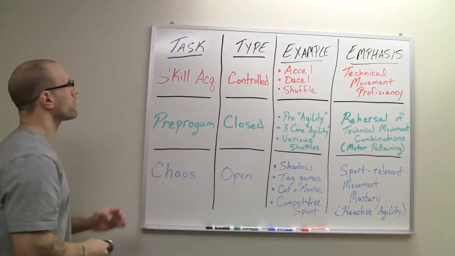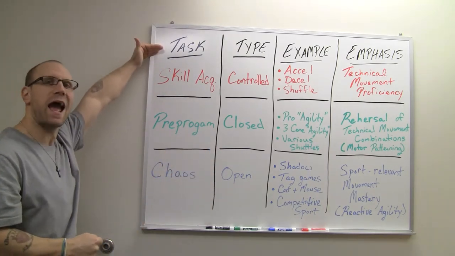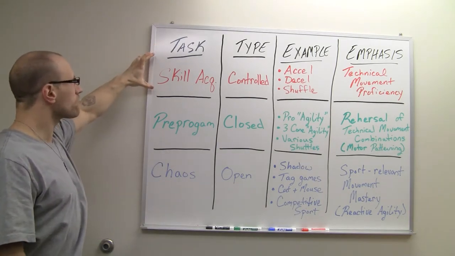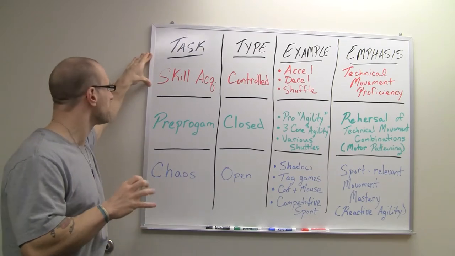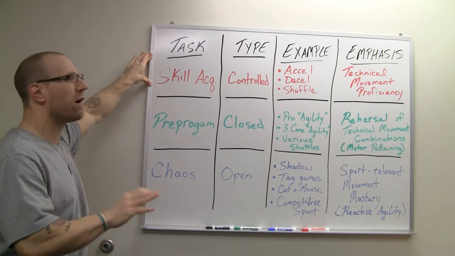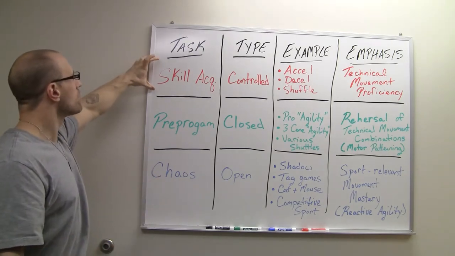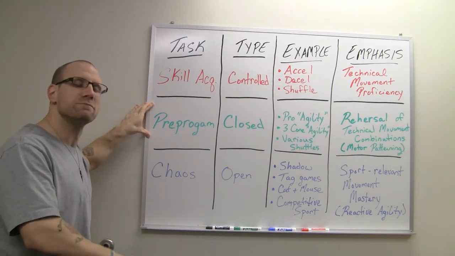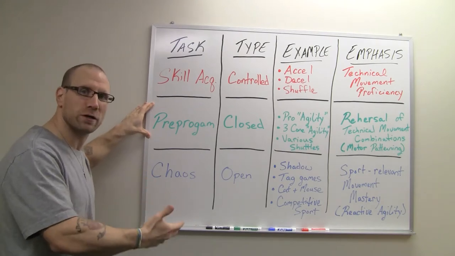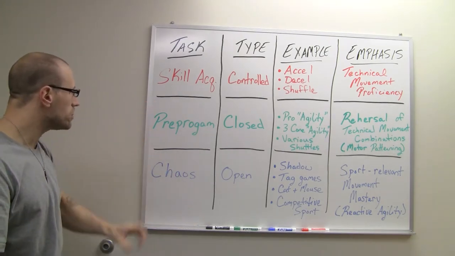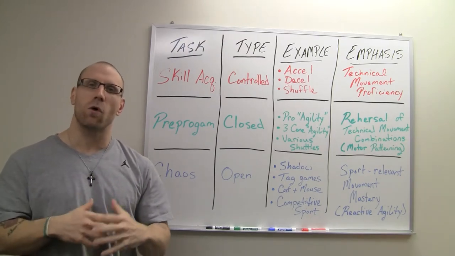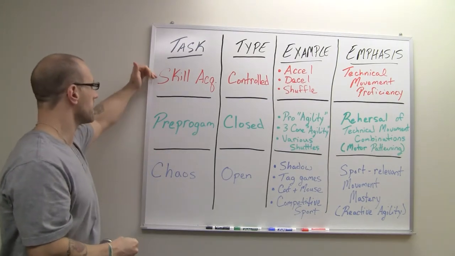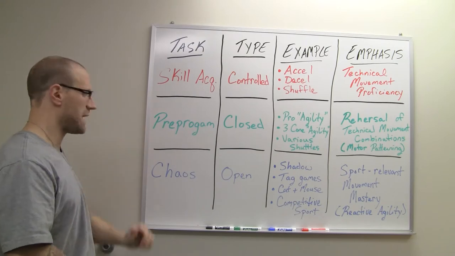Okay? If we look at the board here and we look over on the left-hand side, we find the task, okay? Remember, we're talking task specificity, context dependence. We see three separate categories of exercises or distinctions of movement in agility, okay? So we would be talking about things that we're doing for skill acquisition, performing pre-programmed types of drills, exercises and activities, or using chaotic type movements in order to address our agility needs. So these are essentially our three needs: skill acquisition, pre-programming needs, and then chaotic needs.